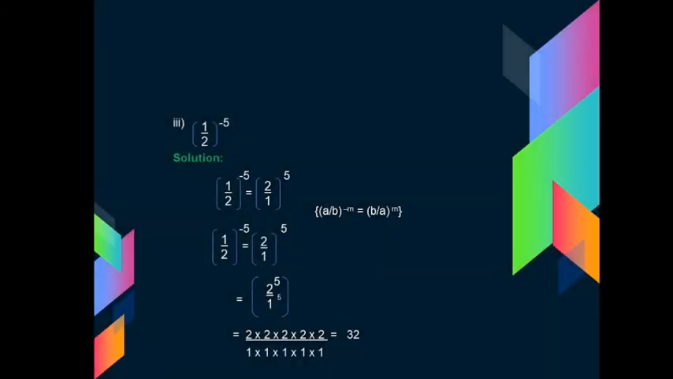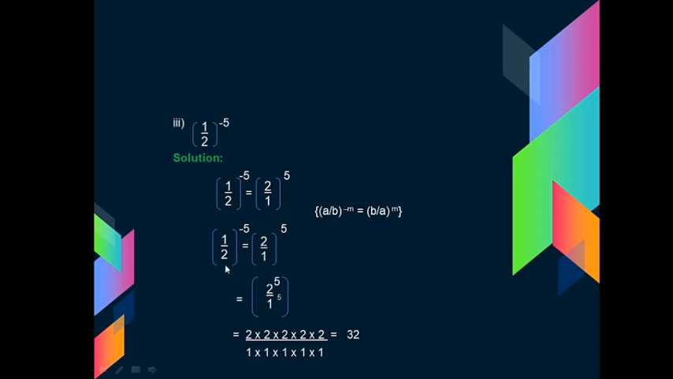Then the third question: 1 upon 2 whole raised to the power minus 5. The solution will be 1 upon 2 whole raised to the power minus 5 equals 2 upon 1 whole raised to the power 5, as we want the exponent as positive. We have a formula to make the exponent positive when the question is given in this form: a upon b whole raised to the power minus m equals b upon a whole raised to the power m. So we write the reciprocal of a by b as b by a, and minus exponent becomes plus exponent, that is minus m becomes plus m. That's why we have written 2 upon 1 whole raised to the power 5.